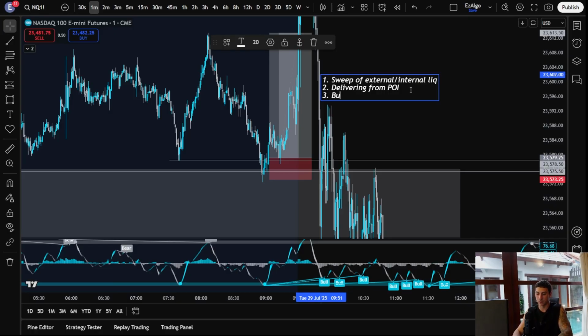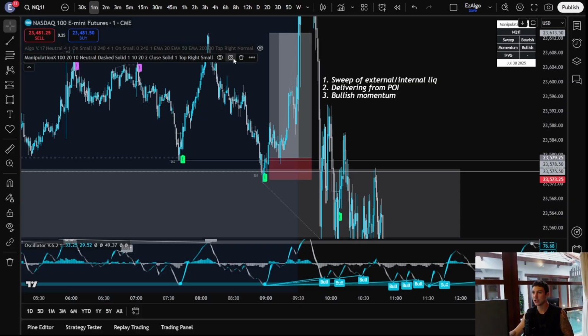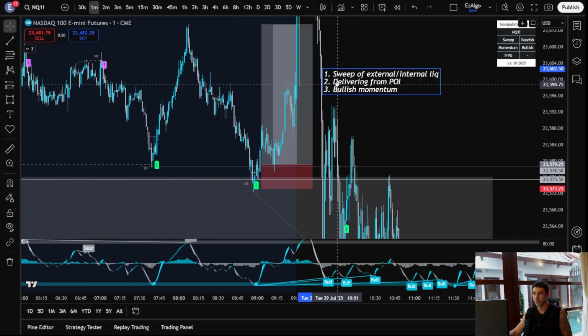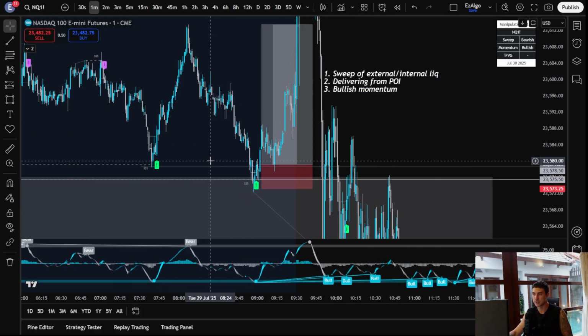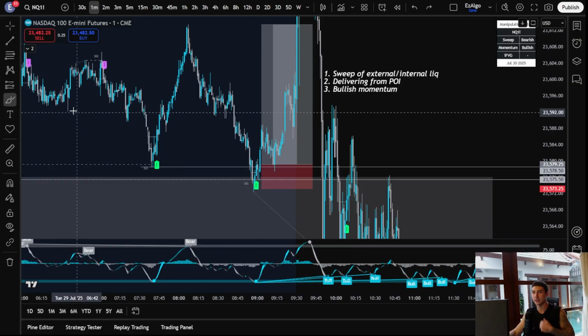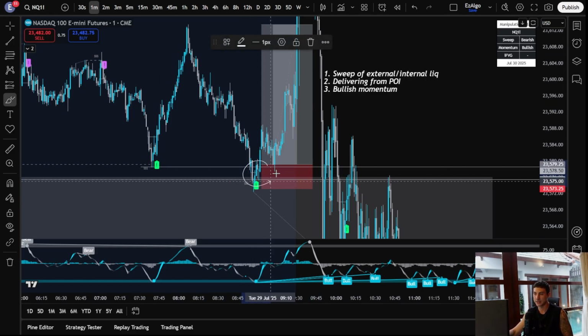Number 3, we want to look for bullish momentum. Now, this is automatically coded into our manipulation X indicator. We do have a feature if you guys want to turn this off, but I recommend leaving it on if you're looking for those A+ setups. Now, what does this mean, right? All bullish or bearish momentum is a bullish or bearish divergence or the oscillator overbought or oversold. You can see we got this buy dot on our easy oscillator, which again is coded into this signal, telling us that price is oversold as we are coming down into our point of interest. We can also look for bullish divergences. In this signal, we didn't get a bullish divergence, but the signal still flashed because we had that bullish momentum confluence with that buy dot on the oscillator.